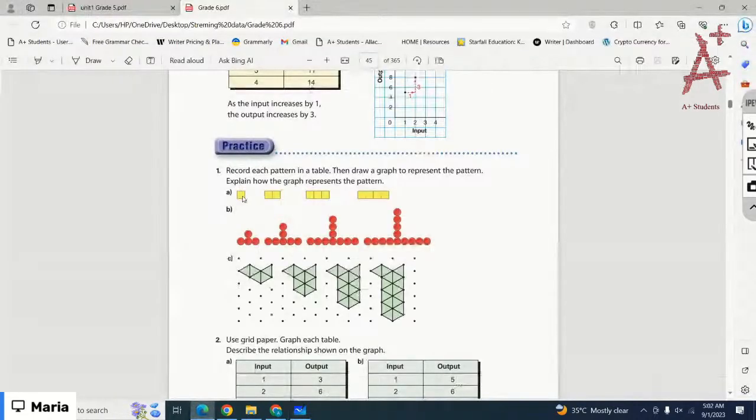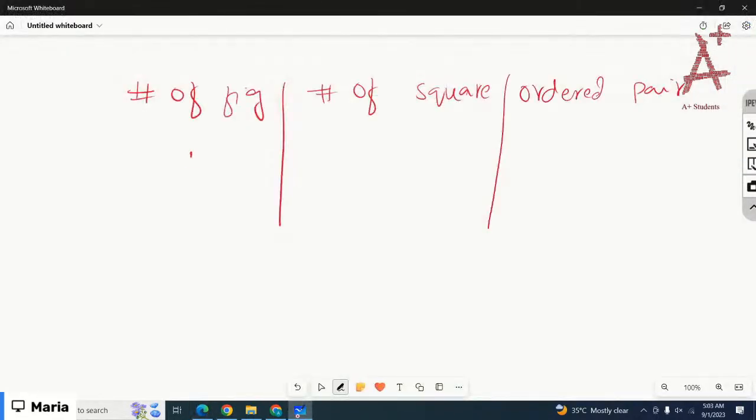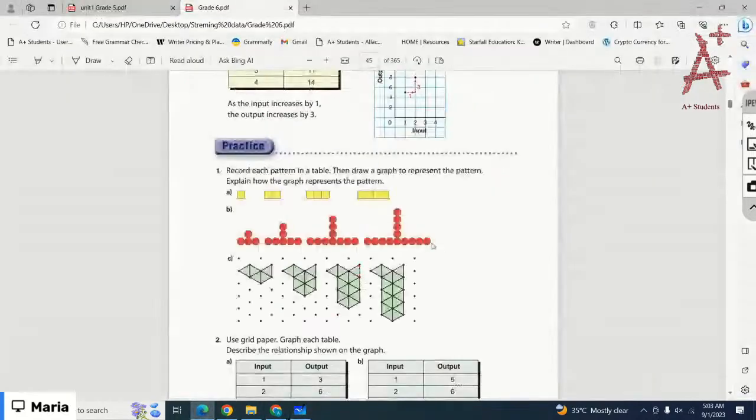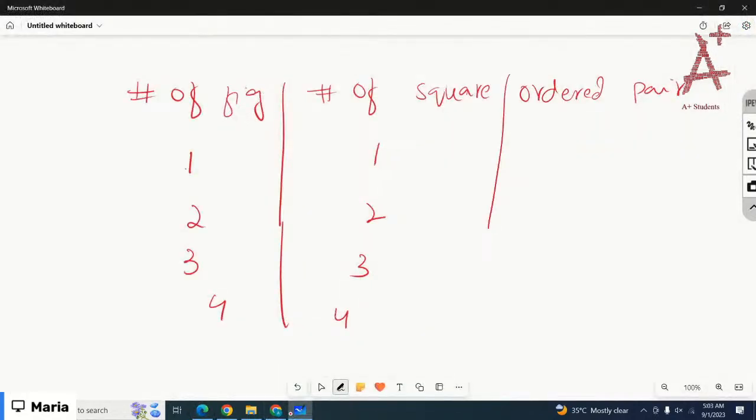So for the first one, figure number 1, you have just one square, right? Figure number 2, you have two squares. Figure number 3, you have three squares. And figure number 4, you have four squares. Okay, the ordered pair, this is the x value and this is the y value. They make the pairs 1, 1, 2, 2, 3, 3, and 4, 4, right?